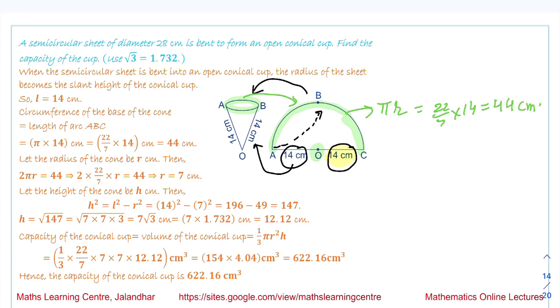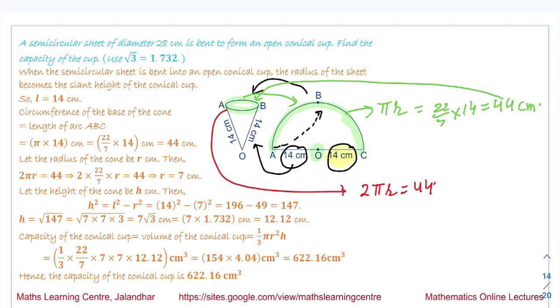So this 44 centimeter is now the circumference of this circle. It means the radius of this circle will be, we are saying 2 pi r is equal to 44. So we get r is equal to 44 by 2 into 7 by 22. So it is equal to 7 centimeter. So the radius over here is 7 centimeter.